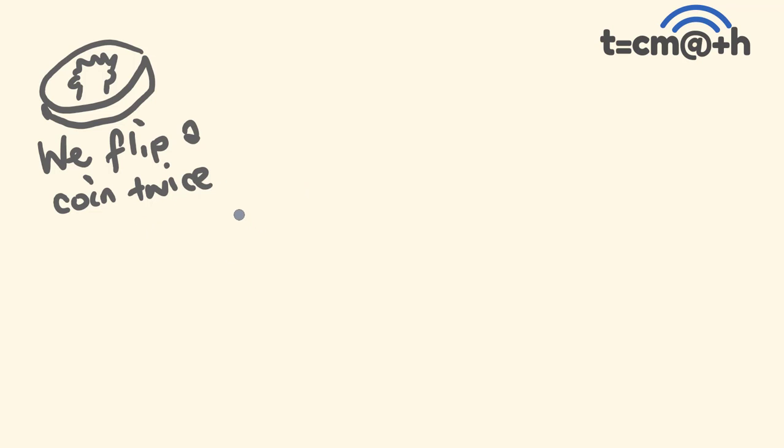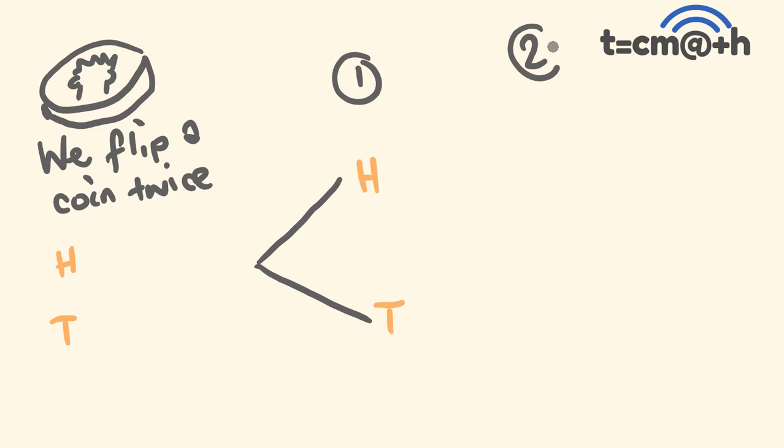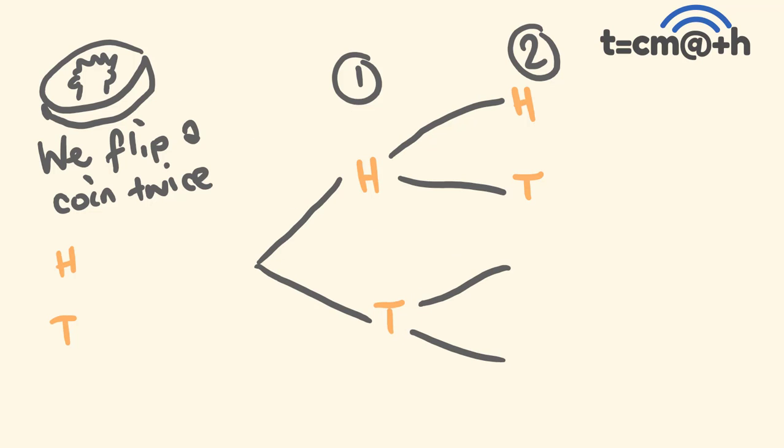So to illustrate this, a really good way would be a tree diagram. We have our first flip and we could get 2 possible outcomes. We could get a head or a tail. This would be our first flip. We have a second flip where we also have 2 possible outcomes. We get, once again, a head or a tail, or we could have got a tail first and we could get a head or a tail.